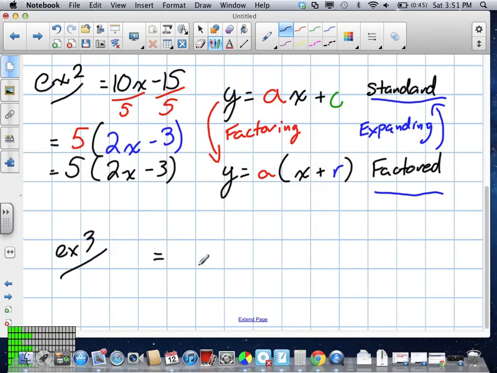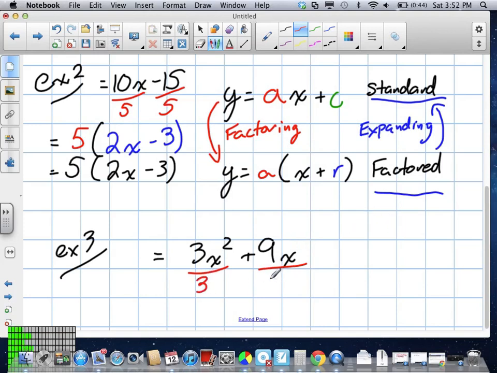Now, here's a more difficult type question. Okay? 3x squared plus 9x. This one's a little more difficult. We look at the coefficients first, and we're going to divide them. Do you know what the greatest common factor between 3 and 9 is? Well, remember, it's factors, not multiples. So, 3. Yeah, that's right.